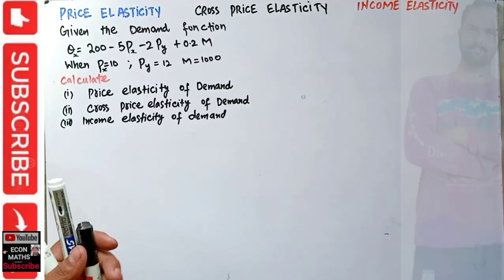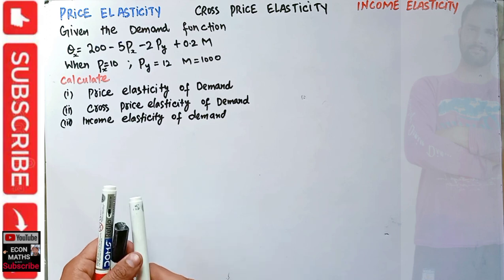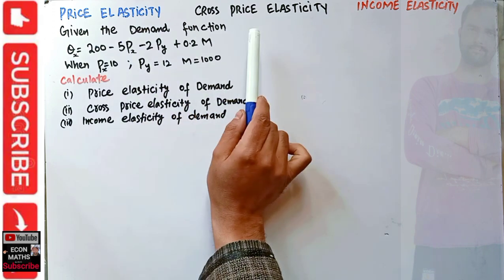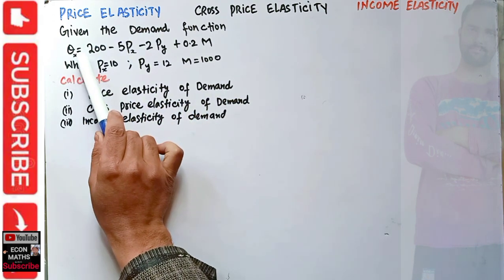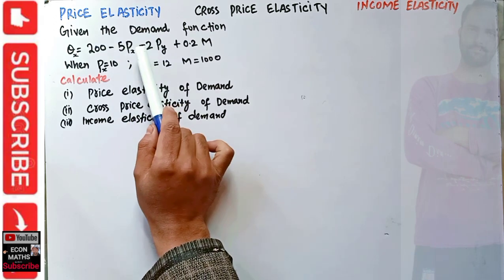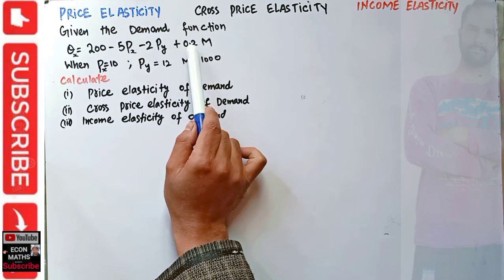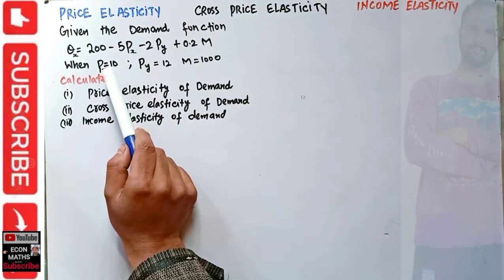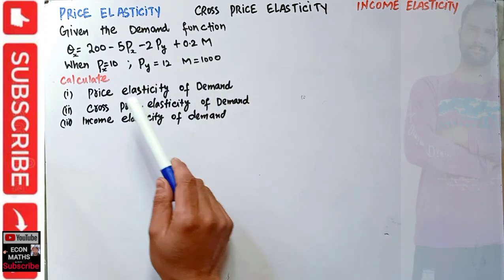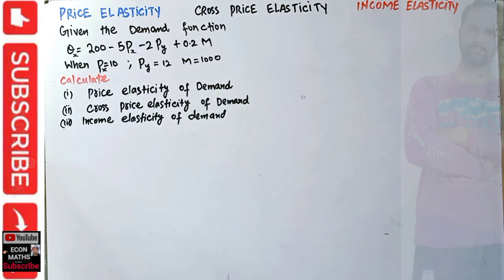In this video, we will learn how to calculate price elasticity of demand, cross price elasticity of demand, and income elasticity of demand from the given demand function. The question is, given the demand function, that is quantity demanded of good X is equal to 200 minus 5 times the price of good X minus 2 times the price of good Y plus 0.2 times the income, where price of good X is 10, price of good Y is 12, and income is 1000. We have to calculate price elasticity of demand, cross price elasticity of demand, and income elasticity of demand.